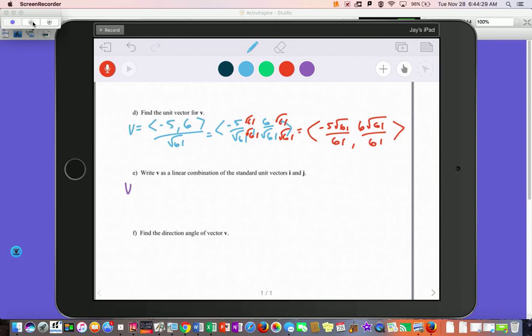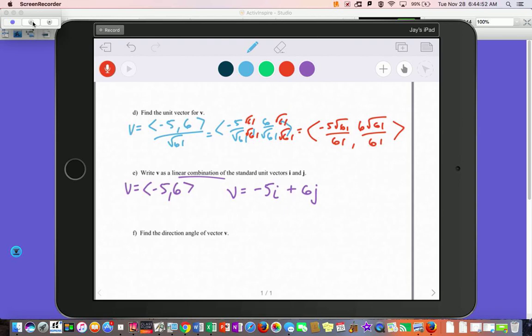Now, if my vector is negative 5, 6, I can switch to what is called the linear combination just by putting in i and j. So I can do the horizontal component with the i and add to it the vertical component with the j. That's what linear combination means.